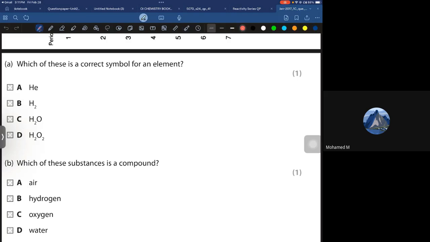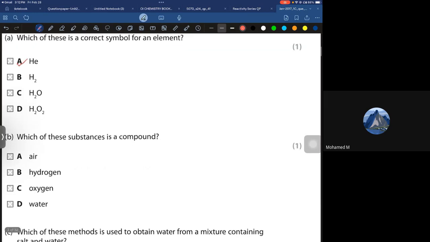H2. Oh, for an element. Oh, an element is He. Exactly, it's helium, right? What's the definition of an element? Obviously, it contains the same type of atoms, right? Yeah, it contains the same type of atoms.